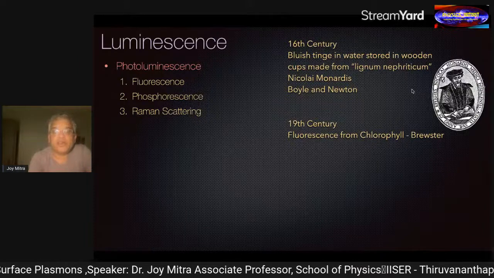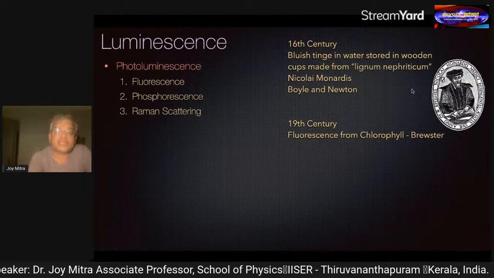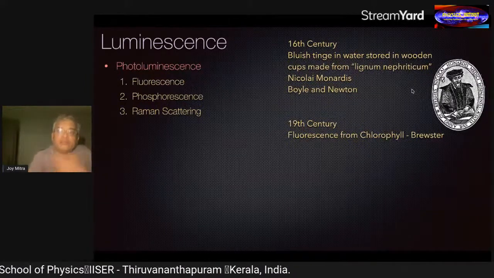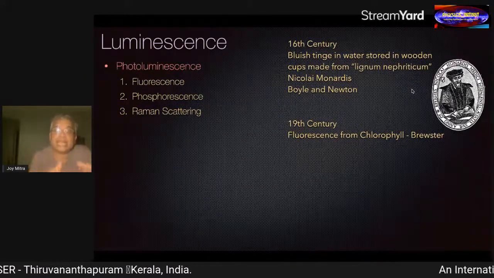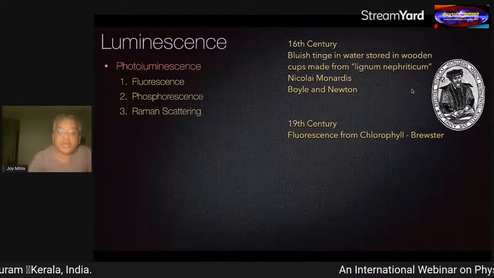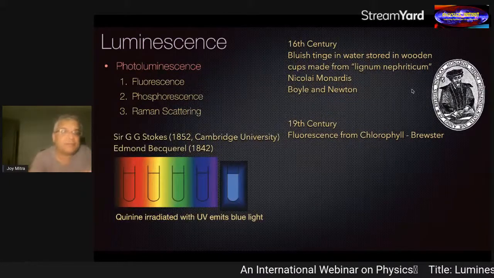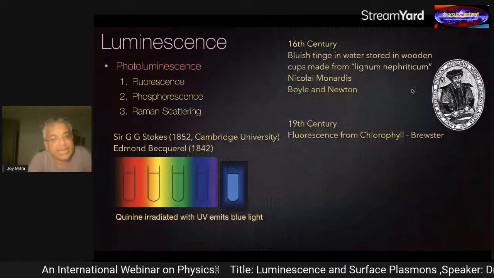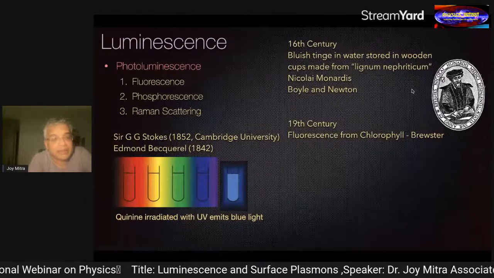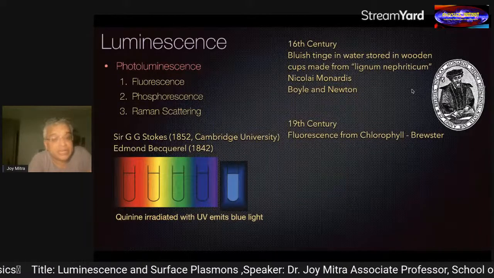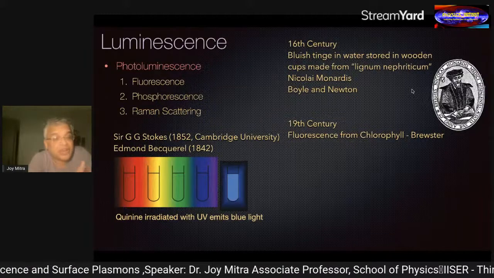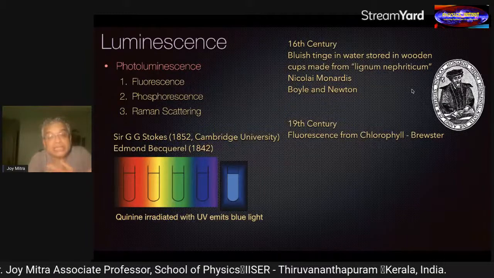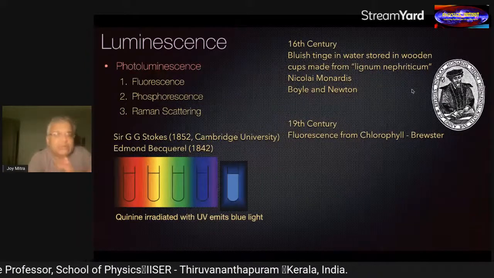Okay. Even chlorophyll is fluorescent, and it was discovered in the 19th century that if you have water mixed with chlorophyll from the plants, it actually is luminescent. It gives off its own light. And for example, this gentleman Stokes in Cambridge University, and later Becquerel, Edmund Becquerel, first detected quinine, the chemical or the drug quinine, that it is actually luminescent in the ultraviolet or just beyond the blue.